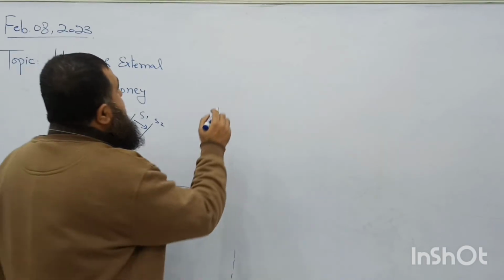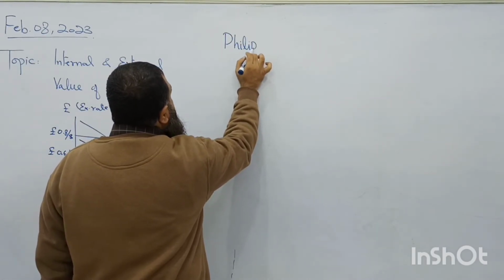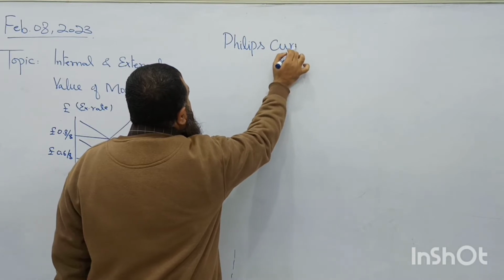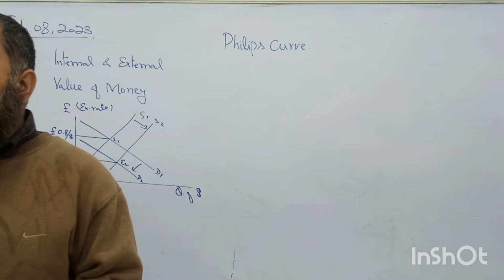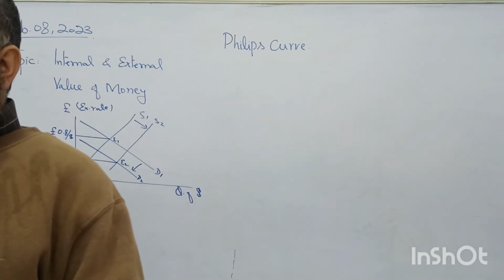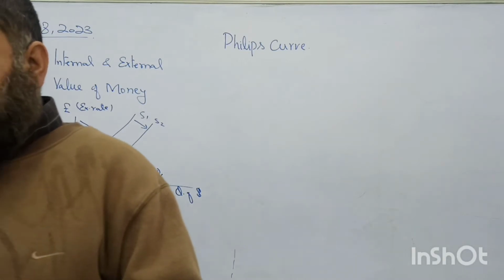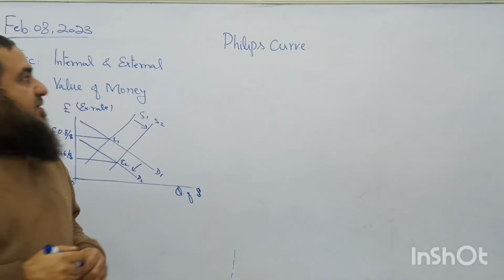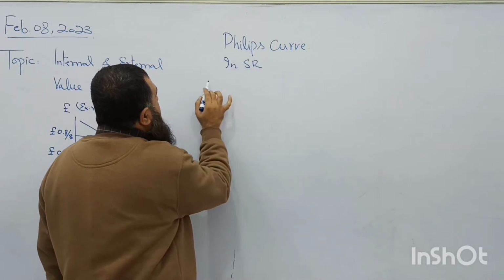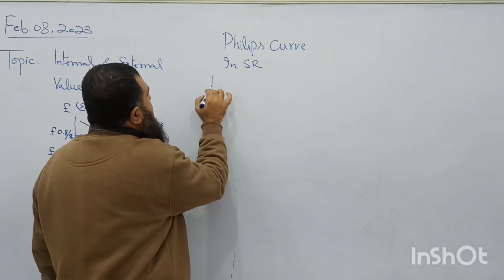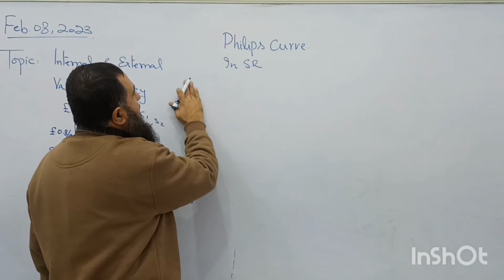So now I am going to teach you about the Phillips curve. What is the Phillips curve? The Phillips curve has two main types. One is called the short run Phillips curve, another is called the long run. So in the short run, what is happening? In the short run, what does the Phillips curve show?